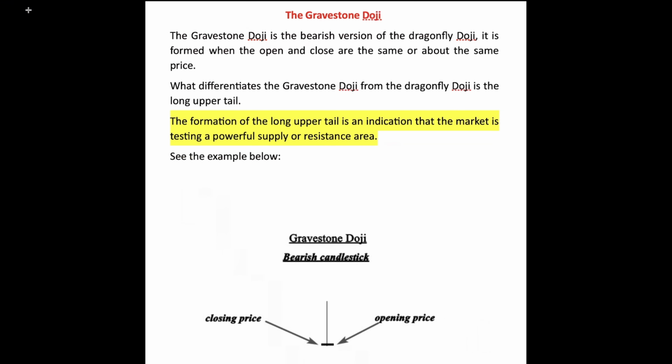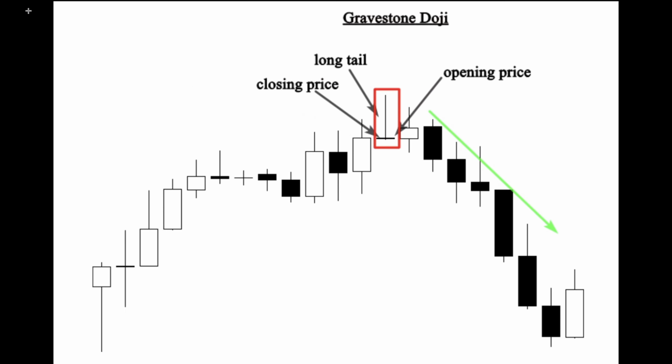The gravestone doji candle, the bearish one. Actually, there is nothing different. This is the same actually, but this is opposite to the other, which means not buyers but sellers are in the control. And remember, as long as the tail, that much stronger are the sellers. So let's see an example right now.